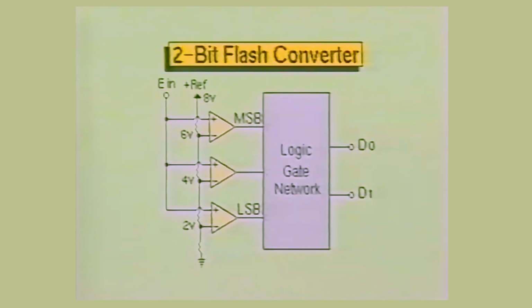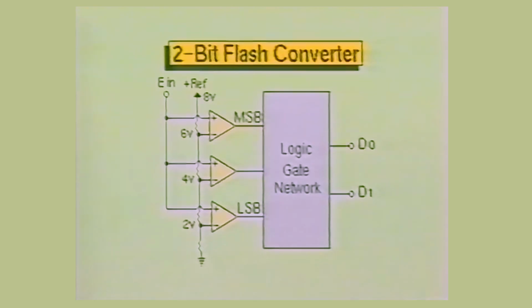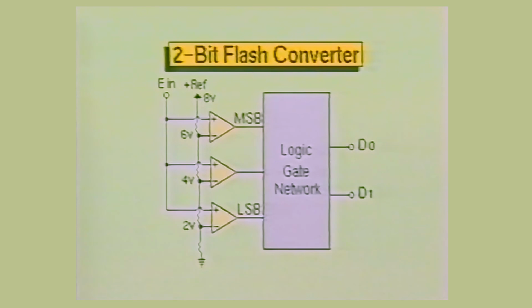Since the analog input signal is applied to every comparator simultaneously, the conversion time is basically equal to the propagation delay of the comparators and the gating circuitry. Flash conversion can be accomplished in just a few microseconds. Next, we shall examine the successive approximation analog to digital converter.